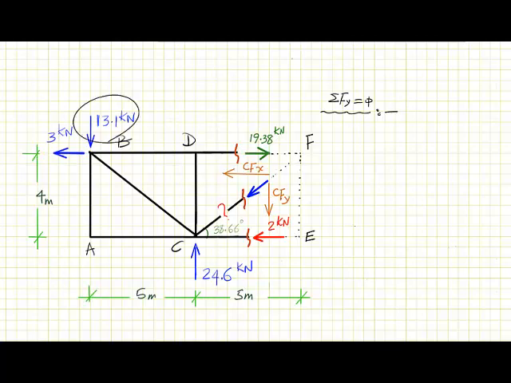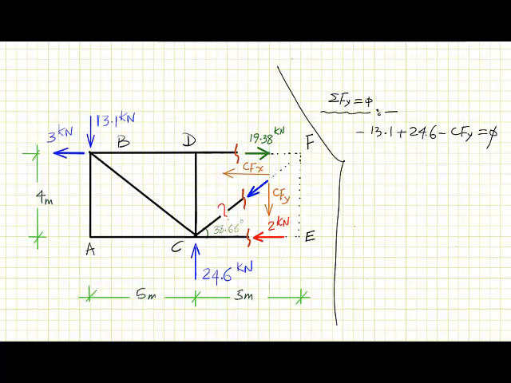And with this one we'll have this one involved, which is downwards, so minus 13.1, and we have this one upwards, plus 24.6 kilonewton, and then we have this component of the unknown which is downwards, so it is minus CFY. Minus CFY is equal to 0. So this is the equation. From this, we bring this to this side, so this becomes 11.5 is equal to CFY.